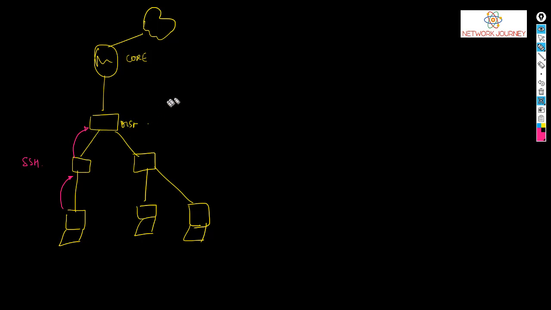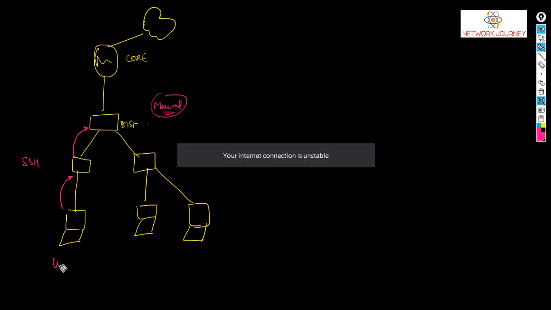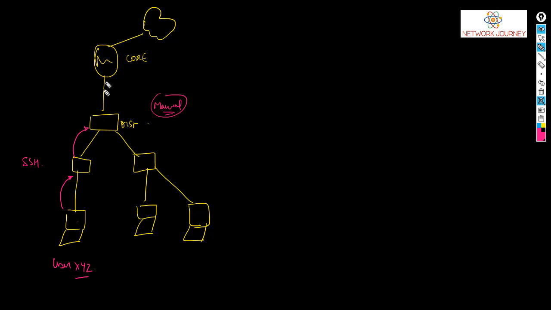Now there are two ways. You can either have a manual username and password for this particular user, XYZ, configured on all of the boxes. You have XYZ, you have XYZ. Now this is not a feasible solution when you have 5,000 devices. You cannot go and manually configure them. So the best practice is to keep a AAA server.